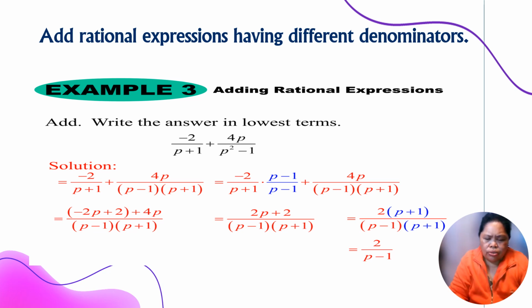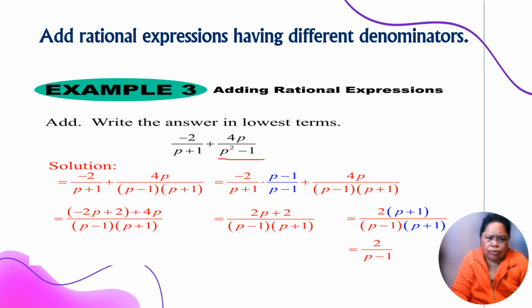So for our solution here, we have negative 2p over p. So let's factor this out here. That's why we have p minus 1 and p plus 1. Okay, so the common is p plus 1. So we have here cancelled out.